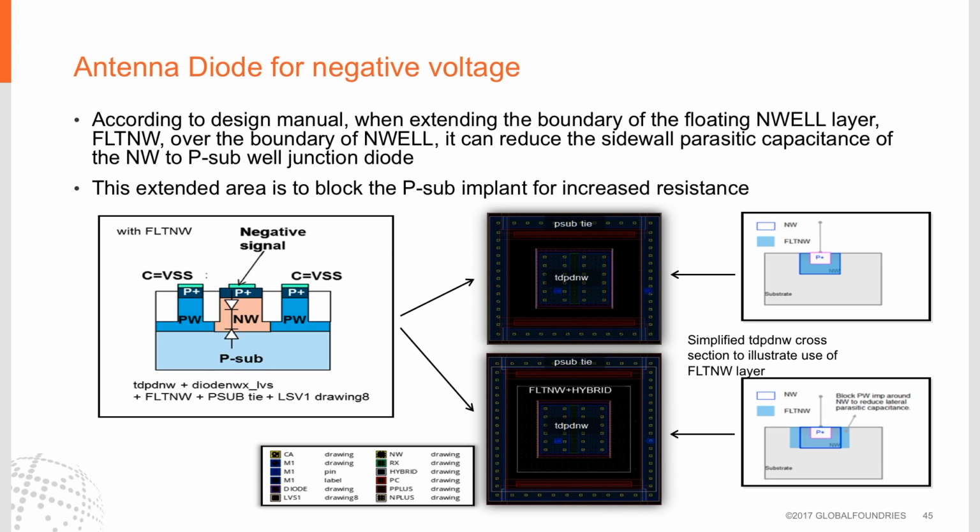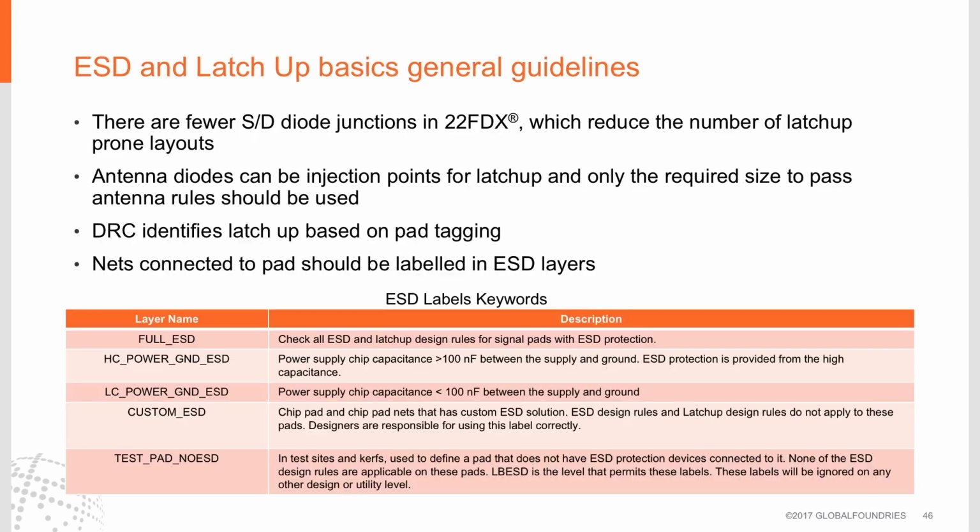For the antenna diode to protect a negative voltage, according to the design manual, when you're extending the boundary of the floating N-well layer, the FLT-NW layer, over the boundary of the N-well, that can reduce the sidewall parasitic capacitance of the N-well to the substrate well junction. And this extended area is to block the P-sub implant from the increased resistance.